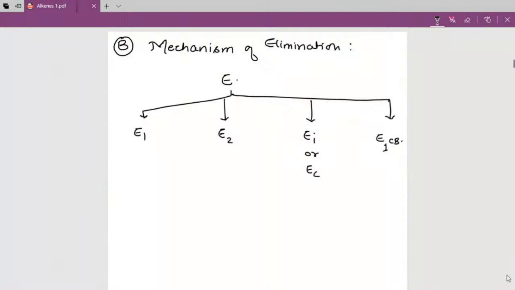Type B, that is the classification category B. This classification is based on the mechanism involved during elimination. What type of mechanism is operating during the elimination, on that criterion, the elimination is divided into four categories. Four categories I have written here already. Let me go through them. E1 reaction. E1 reaction, its name is unimolecular elimination reaction.